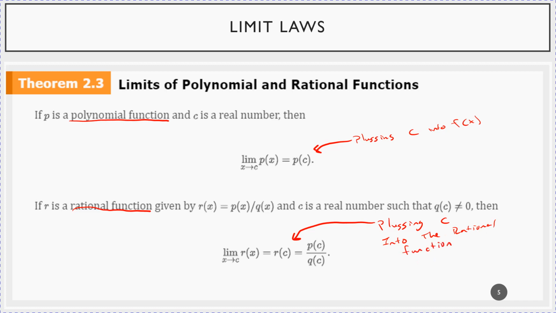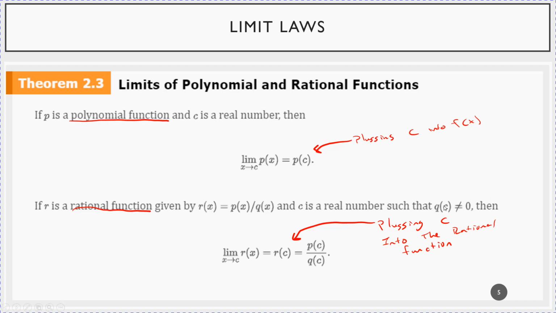So we're going to talk about some cases later on in the lecture when you do have a rational function and you get to divide by 0, like what happens. Sometimes you can evaluate that limit with some tricks, and that's what I'm going to show you later on in this lecture.